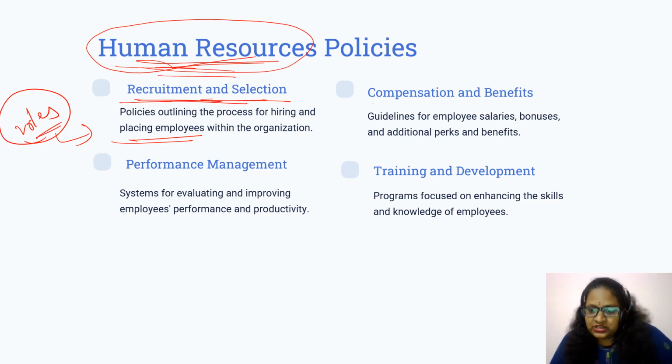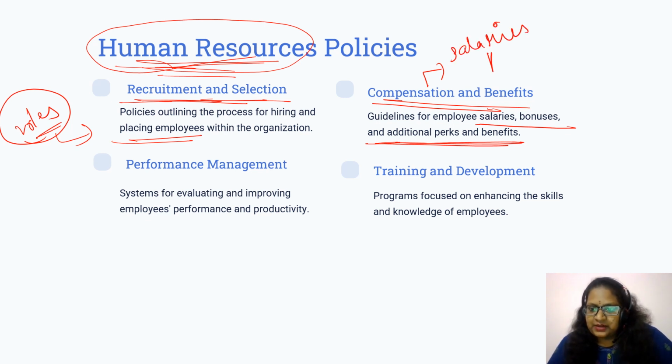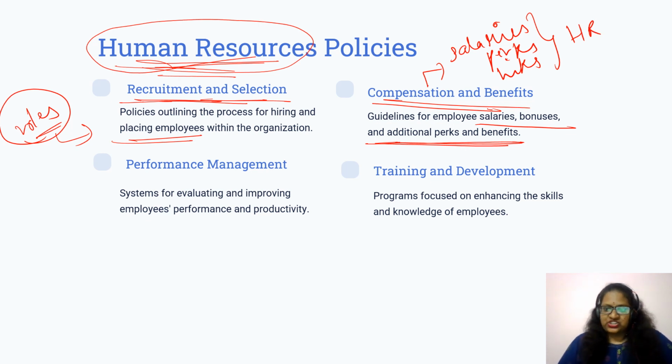And next comes the compensation and benefits. Guidelines for employee salaries, bonuses, and additional perks are disclosed in compensation. All salary discussions, perks, bonuses, hikes, all these kinds of things would be discussed by the HR in the compensation and benefits.